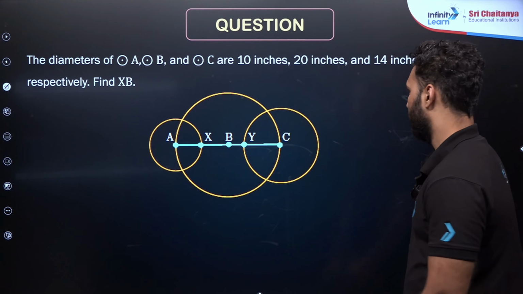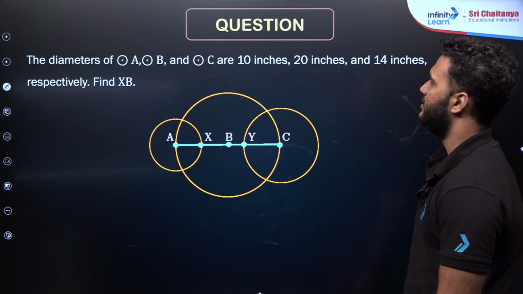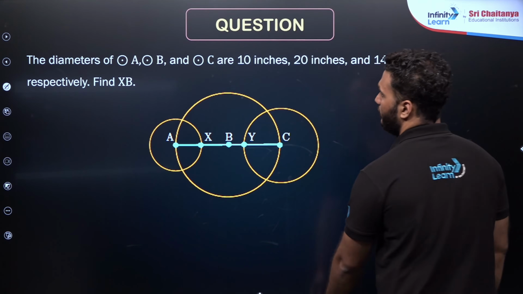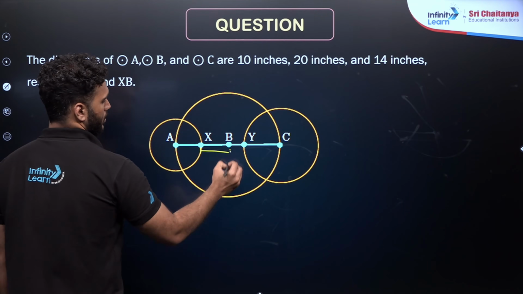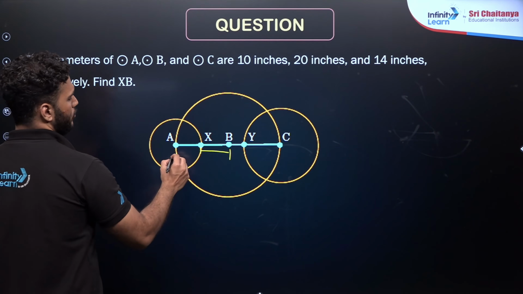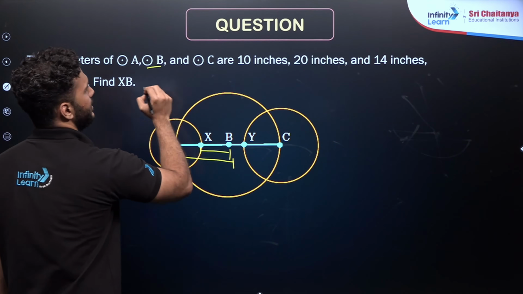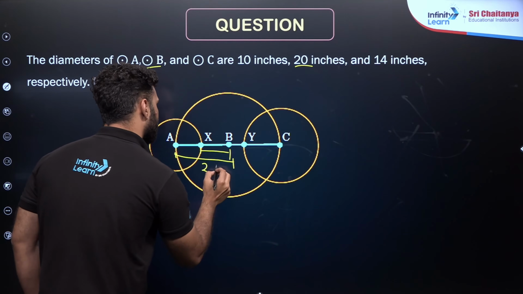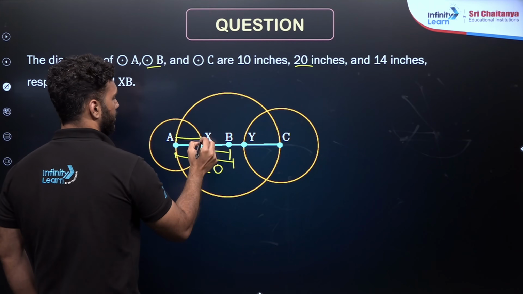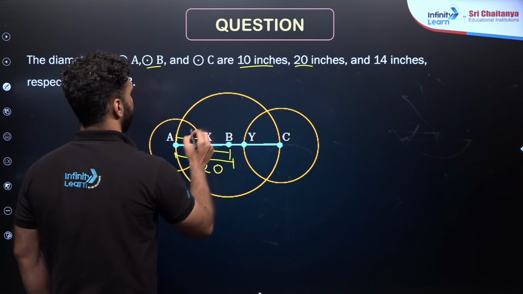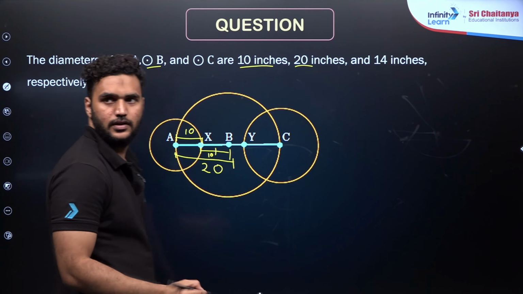Next, this question. The diameters of circle A, circle B, circle C are 10, 20 and 14. Find XB. We have to find this value. See, in the question it is given that circle B has the radius of 20. So this value must be 20. And then this circle A has the radius of 10. Now can you find the value of this? It will be nothing but 20 minus 10. That's it.